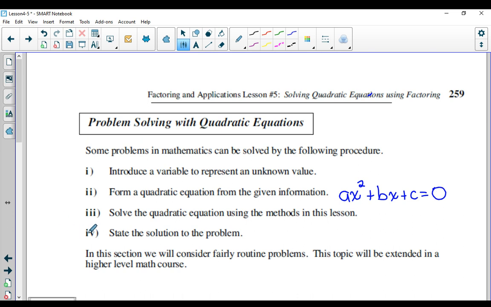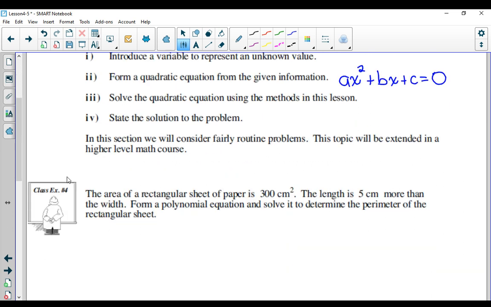Step 4 says state the solution to the problem. We'll just do that by simply identifying what the value of the variable is. We don't need to write down a complete sentence identifying what the solution to the problem is. These problems are fairly simple. They're geometry problems. We'll look at some more complicated word problems a little bit later on when we revisit this again in the unit that's going to focus solely on quadratic equations and relations.